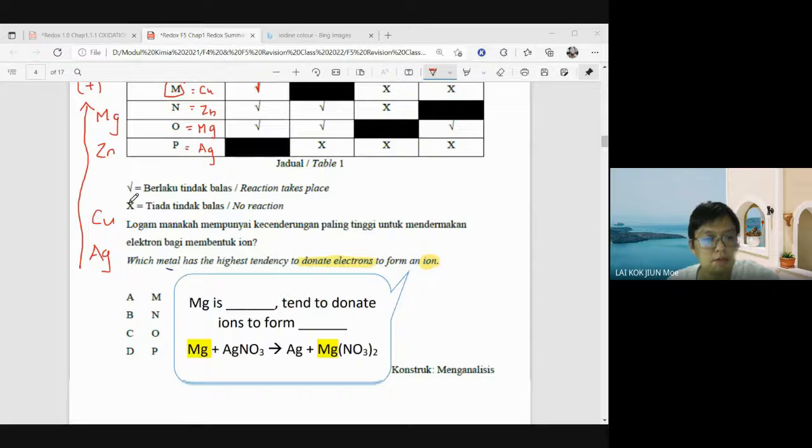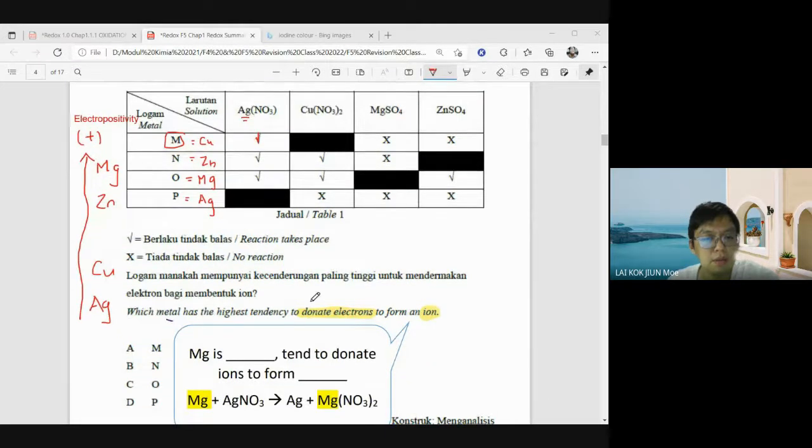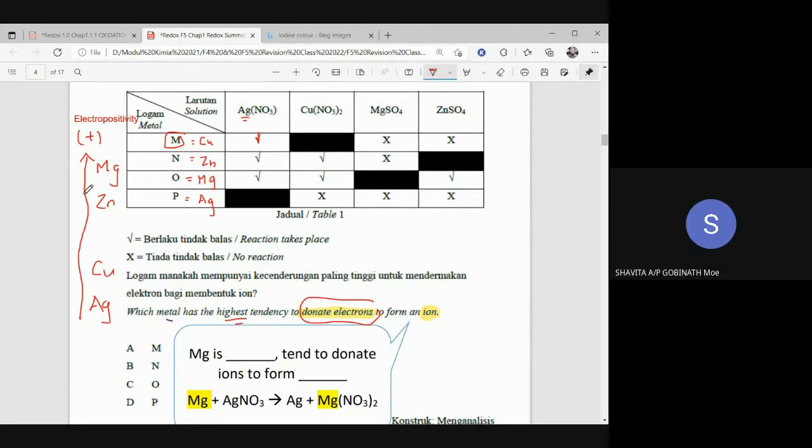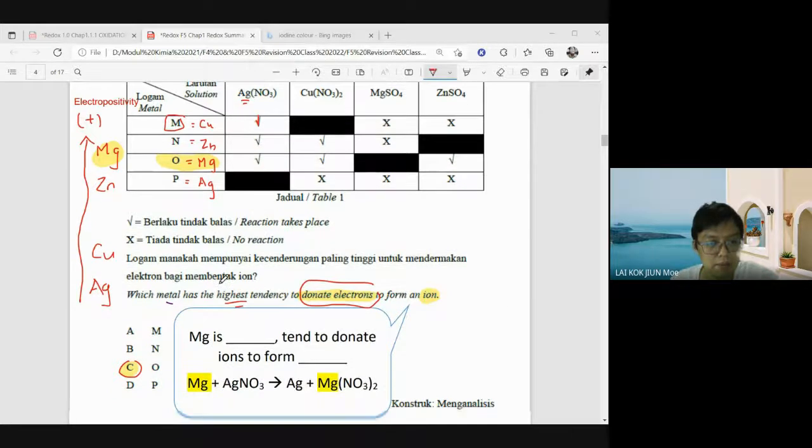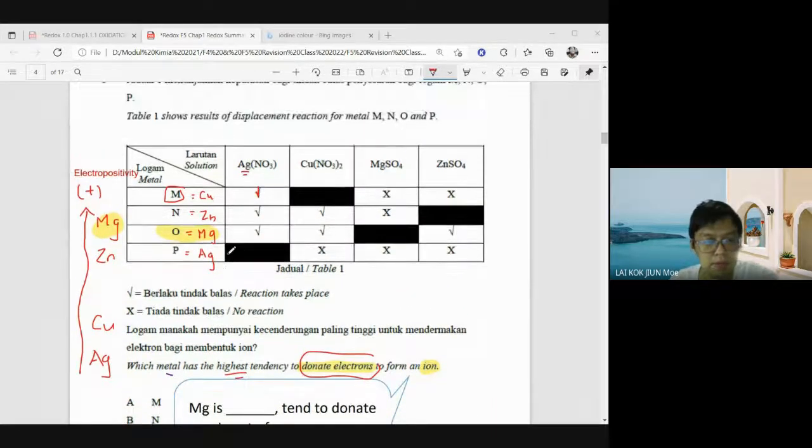So, Shavita, what's your answer? Which one is the most powerful to donate electrons? The highest one, who? O. The answer will be O, Mg. You see? You get the answer straight away if you have memorized. If you cannot memorize, no problem. Shavita, you can still use the second method. Slower a bit, but you can still get the answer.